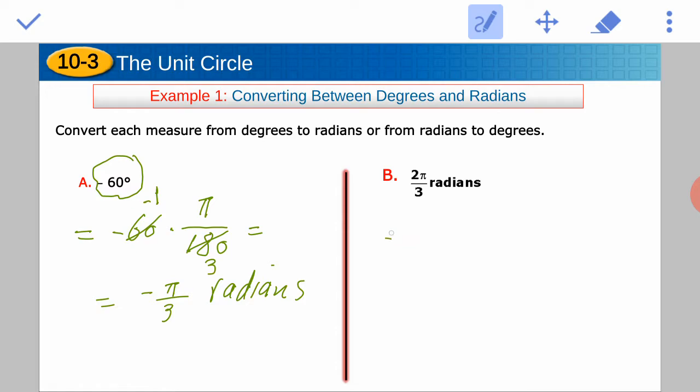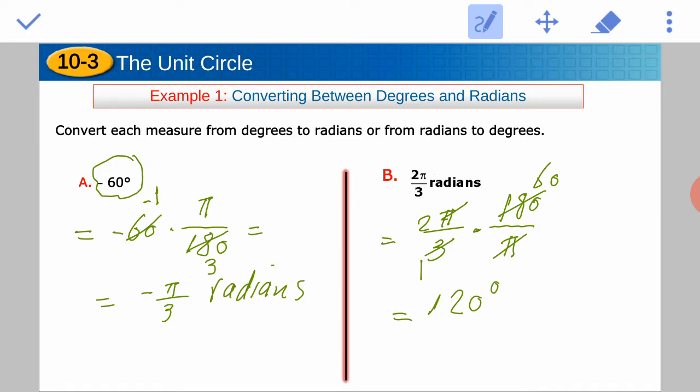The opposite, in part B, we are given a measure of an angle equal to 2 pi over 3 radians, and we need to convert this measurement from radians to degrees. The formula says you multiply that times 180 over pi. We can cross this pi with this pi. 3 divided by itself equals 1. 180 divided by 3 is equal to 60. So 2 times 60 is equal to 120 degrees. So 2 pi over 3 radians is equivalent to 120 degrees.